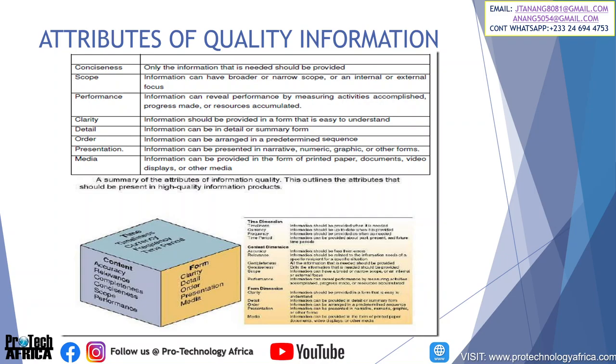So in terms of time, we have what it should be. It should be timeliness. And then we also have the currency, the frequency, and then the time period. And then the next thing, the form, it should be clear. It should express clarity. It should be detailed. Order, and then presentation and media, and then the content, it should be accurate, it should be relevant, the completeness, and then the conciseness, the scope, and then the performance. So these are the various things that explain the quality of information, or the quality of data that has been processed, which is now information.